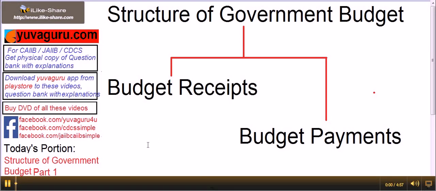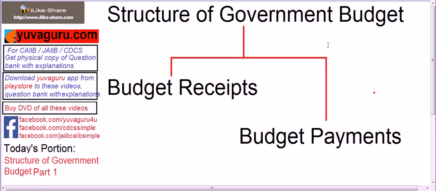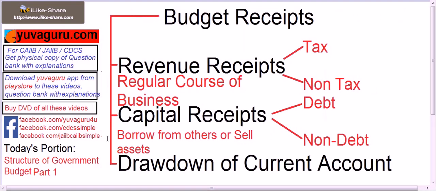Hi friends, let's study today the structure of government budget. Government budget or union budget or central government budget, anything you can call it. So the budget is divided into two parts, budgetary receipts and budgetary payments. Now these are again further divided. Let's see them. Budget receipts are divided into three parts: revenue receipts, capital receipts and drawdown of current account.